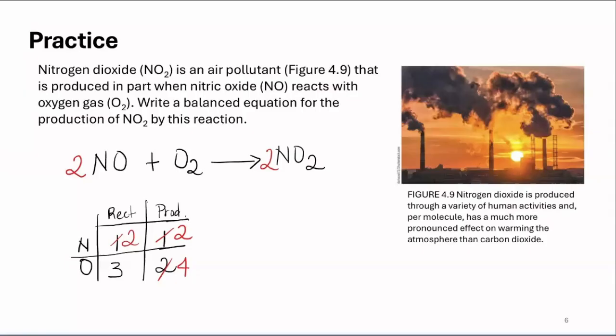When I add 2 to the O2 that is already in the reactants, the oxygen will go to 4. And now we can see that this chemical equation is balanced because we have 2 nitrogens on both sides and 4 oxygens on both sides. Since we didn't place a coefficient in front of O2, understand that there is one, and it's a coefficient of 1. Make sure that you practice how to balance chemical equations.